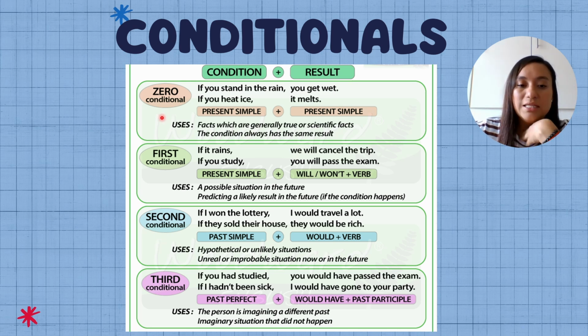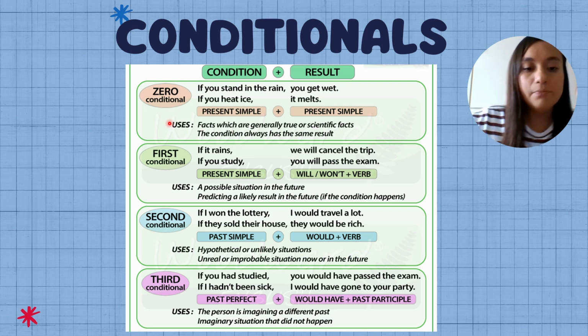Remember that we use the zero conditional to talk about facts that are generally true or scientific facts. Also, the condition is going to show us a result. With the zero conditional, we only talk in present form. So we have, if you stand in the rain, you get wet. If you heat ice, it melts. If you see here, this is the present simple form in the zero conditional.